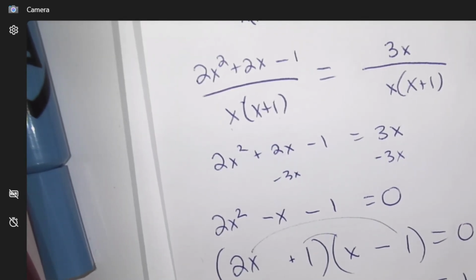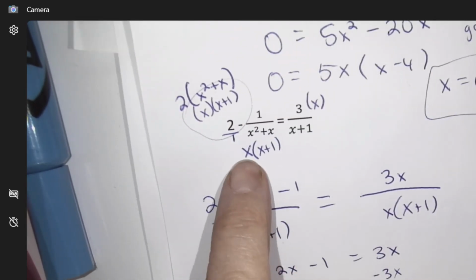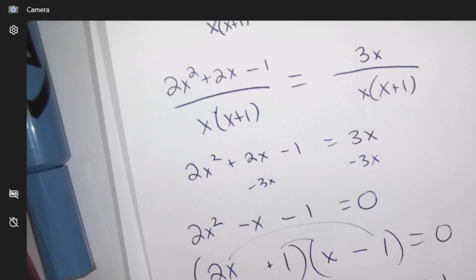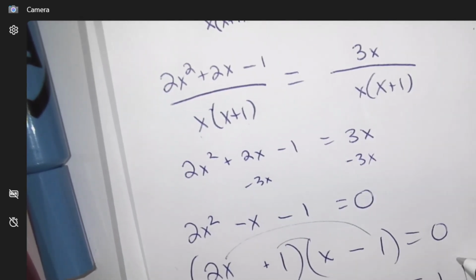And then we should also double check that we're allowed. So what's not allowed to be? 0 and -1 are not allowed to be, so this is okay.